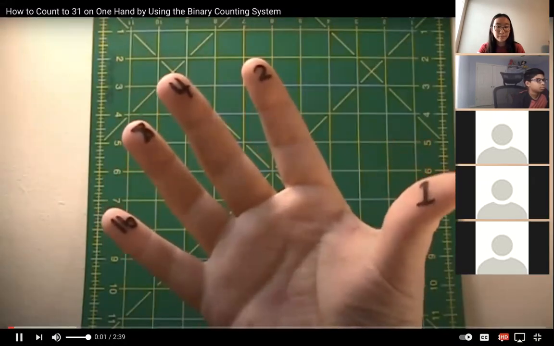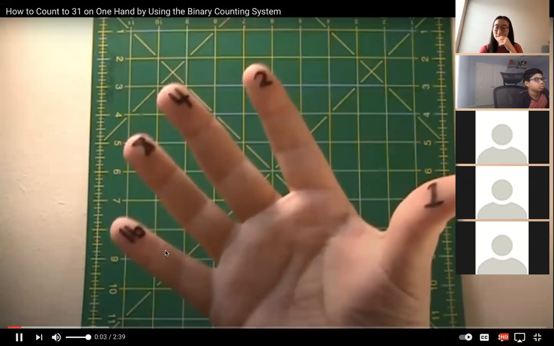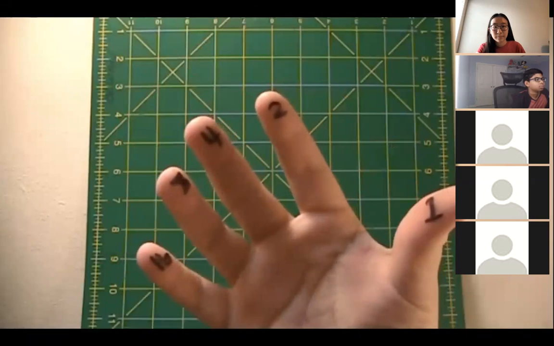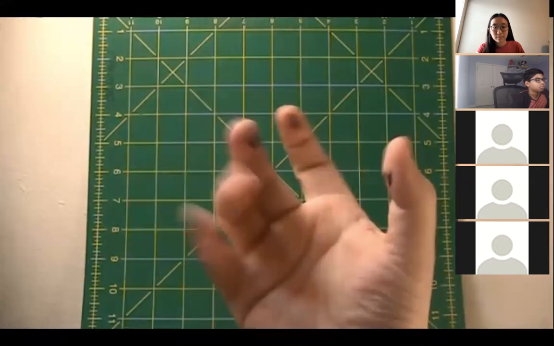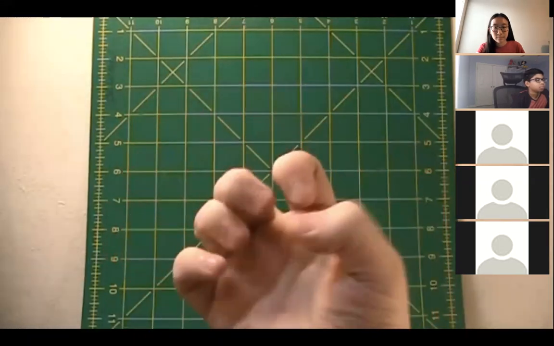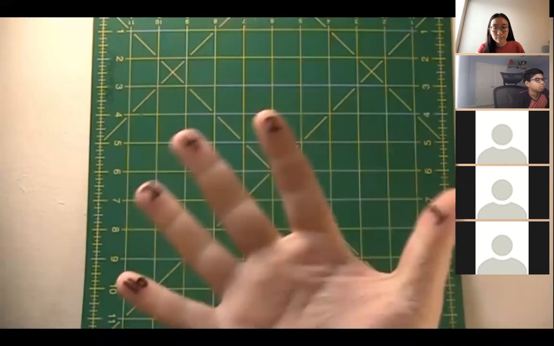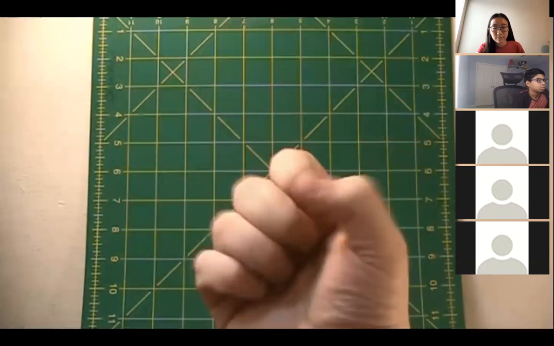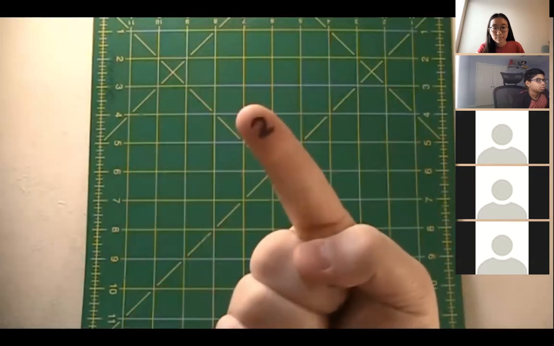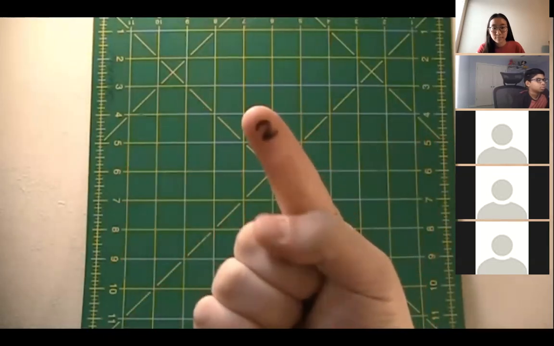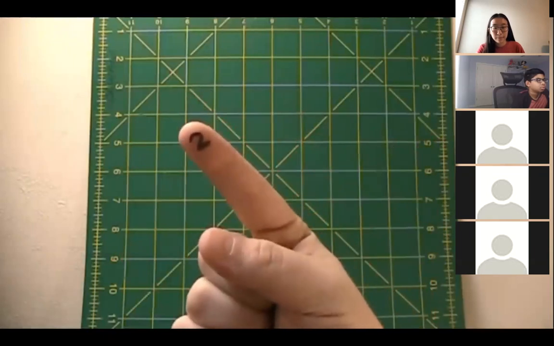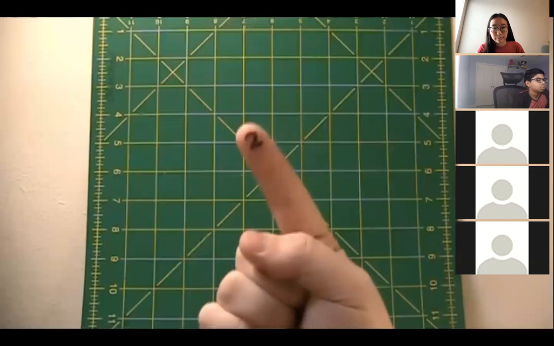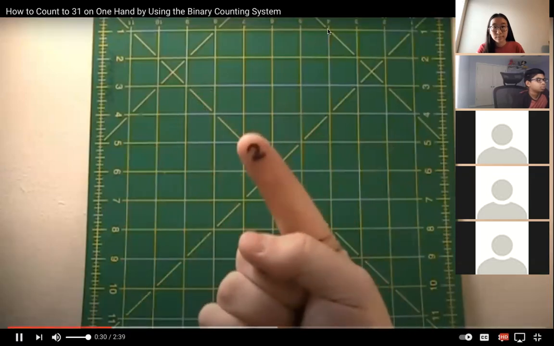Hello. Today, I'm going to teach you how to count up to 31 on one hand by using binary. Each finger is going to count as a binary switch. So here's all off, which is 0. Here's all on, which is 31. The way this works is if a switch is activated, you count the number on it, for example, 2, and you add up with all the other switches that are activated. And that number that you've added up, that is the number that's displayed.